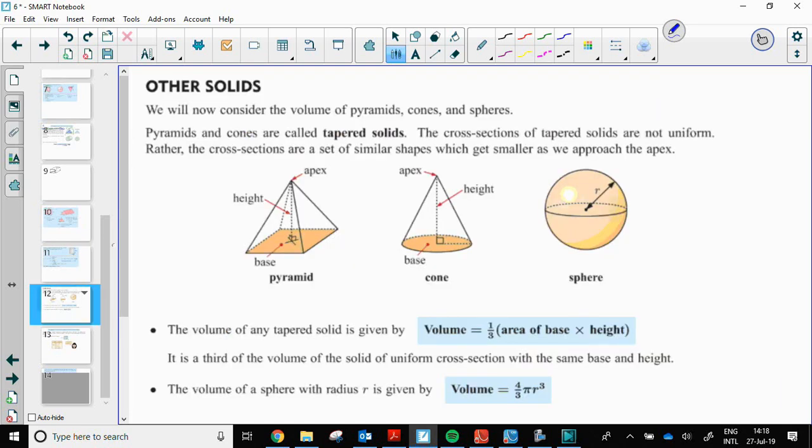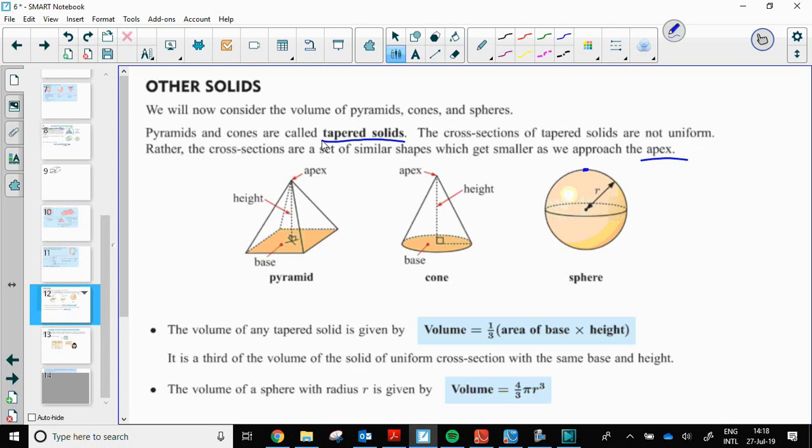These don't have uniform cross sections. They're called tapered solids. I didn't know that phrase off the top of my head till I was making this video. So, and I'll probably forget it pretty quickly too. But so don't feel like you need to know that word. So taper just means that the cross sections are going to get smaller as we get closer to the apex, which in the pyramid and the cone is just like the tippity top, and the sphere, I mean, you know, you could consider the top to be the apex, although really the sphere has infinitely many possibilities for what you would choose as the apex.